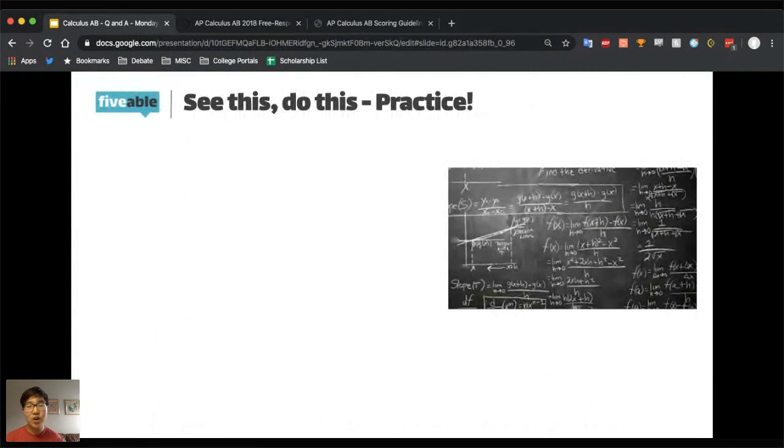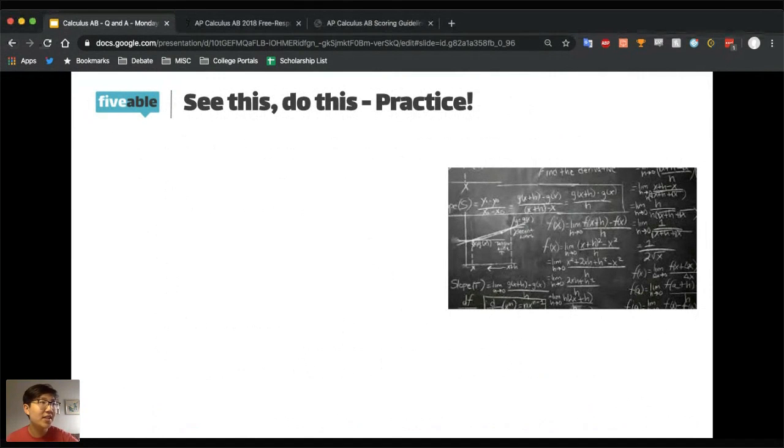Okay, so we're going to do a quick practice run of see this, do this. So I'm actually going to paste it real quick if I can find the paste link. And for those of you in BC, you'd want to use the second link. You can look at this later. It's a good resource for calc.